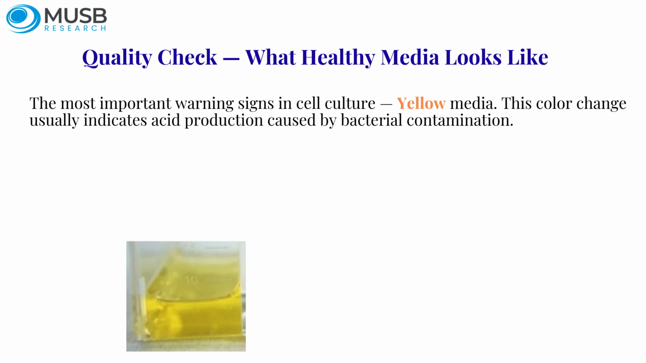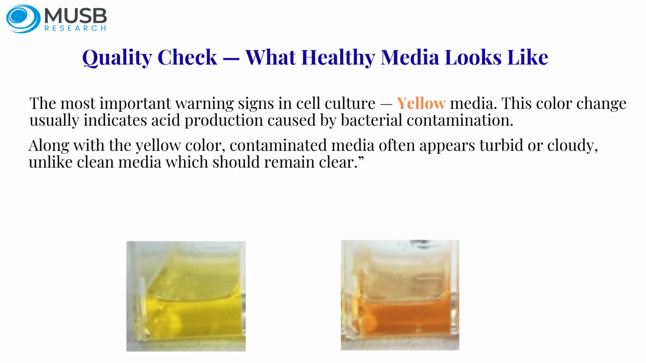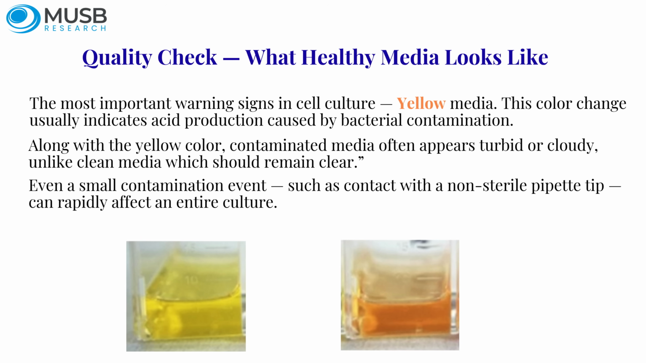And here is one of the most important warning signs in cell culture: yellow media. This color change usually indicates acid production caused by bacterial contamination. Along with the yellow color, contaminated media often appears turbid or cloudy, unlike clean media which should remain clear. Even a small contamination event, such as contact with a non-sterile pipette tip, can rapidly affect an entire culture.